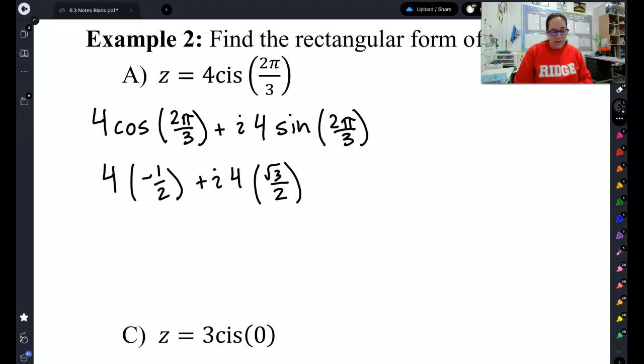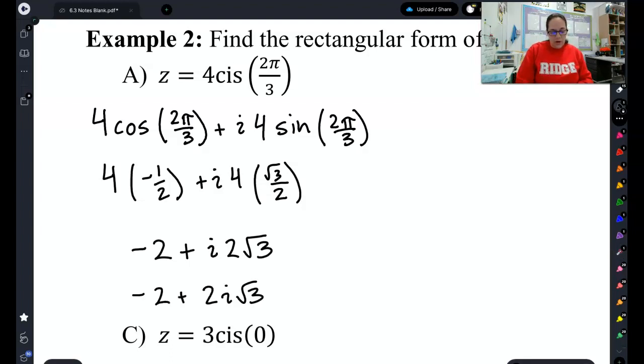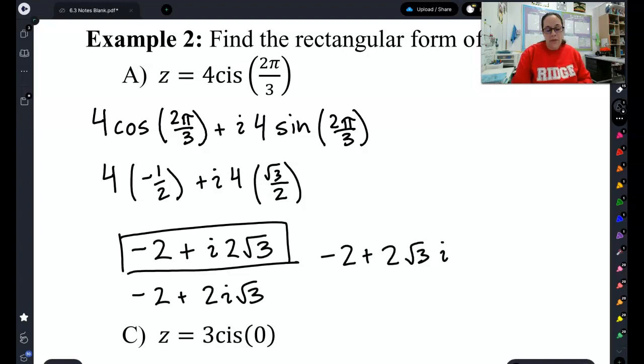Then I just multiply these together. I get -2 plus i times 2√3. This I really can't go anywhere. If you wanted to write it as like 2i√3 or 2√3i, all of those are totally valid. I am not picky about where the i goes. So any of those work, but now we have changed it from the polar form written in shorthand out to the rectangular form.